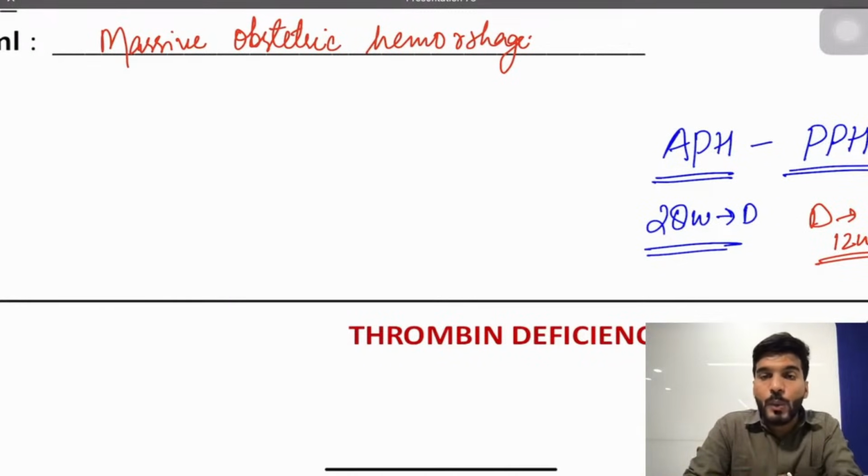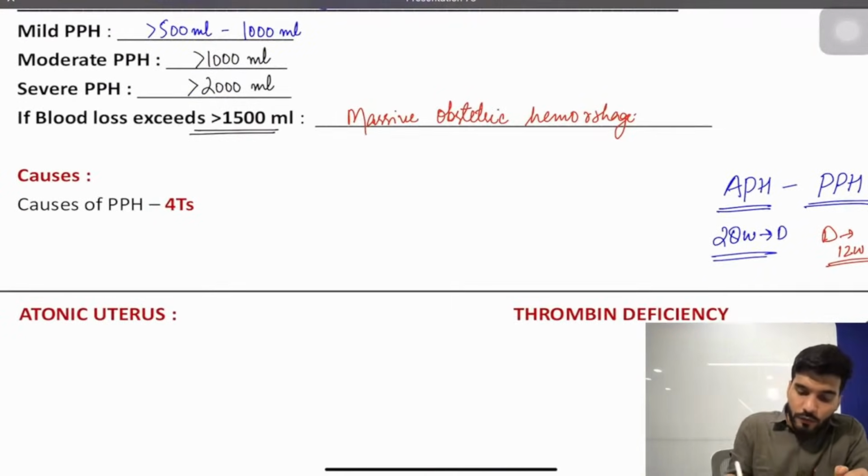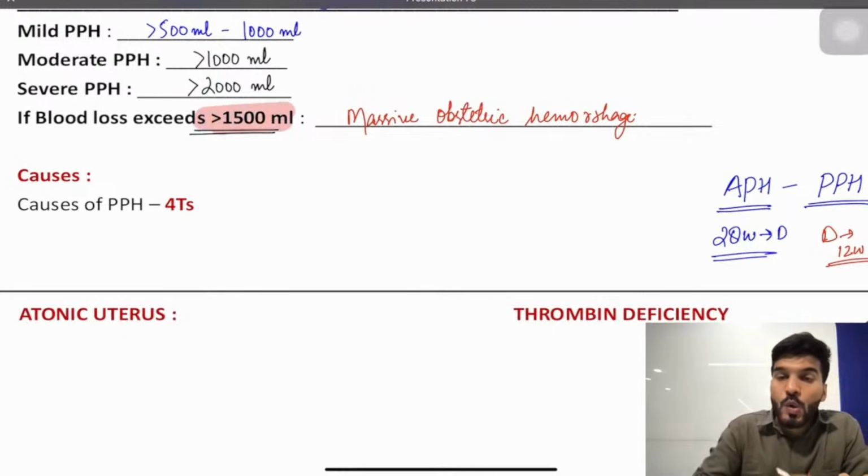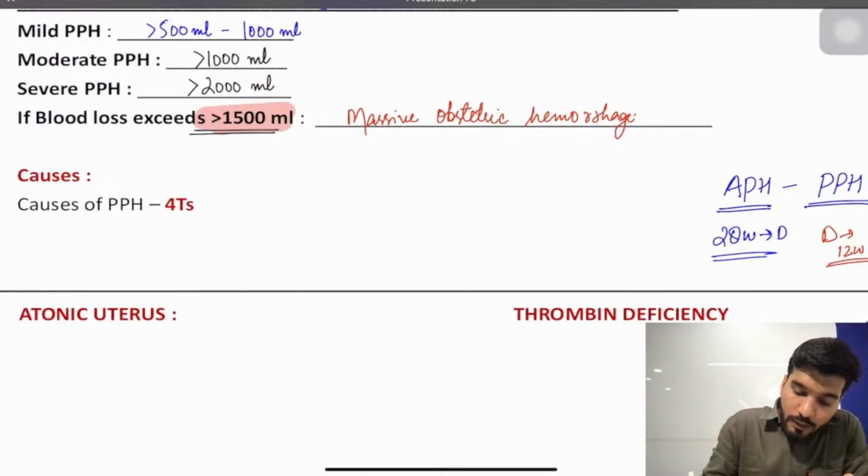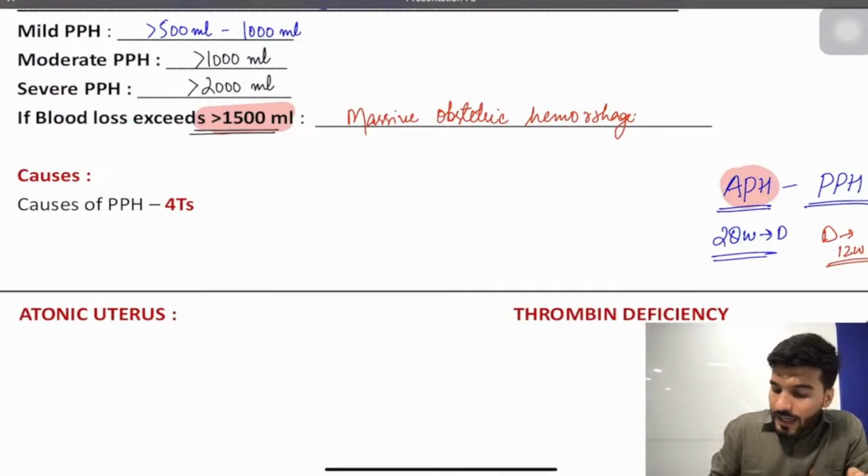Now, if the blood loss in this hemorrhage exceeds more than 1500 ml, at that time I call it massive obstetric hemorrhage. Is that clear? So antepartum hemorrhage, if they ask what is the time, sir, it is 28 weeks onwards.